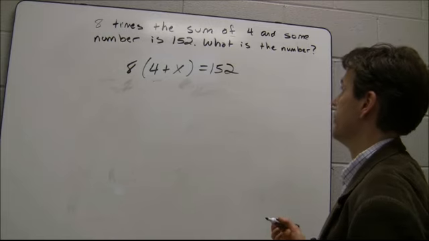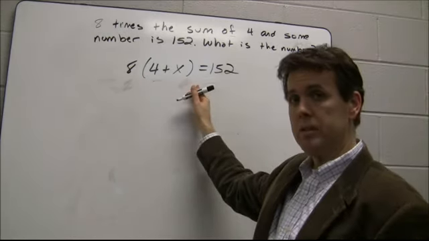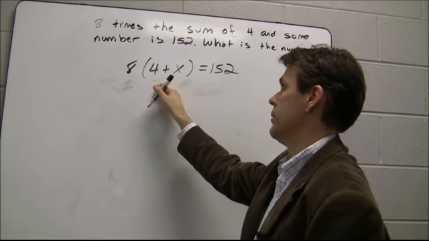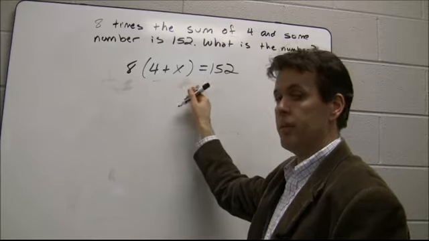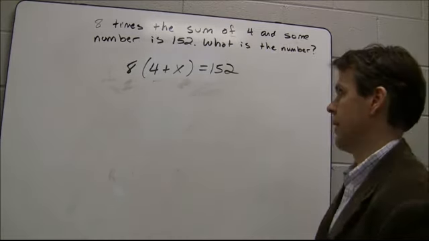What is that number? So again, we had to put parens around here, and that's usually where students make an error. So 8 times the sum of 4 and some number. It's not 8 times 4 plus number. It's 8 times the sum of 4 and some number. So when you see that sum, go ahead and put your parens around that.